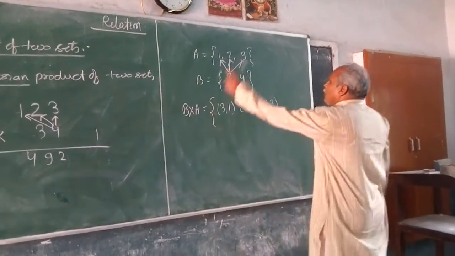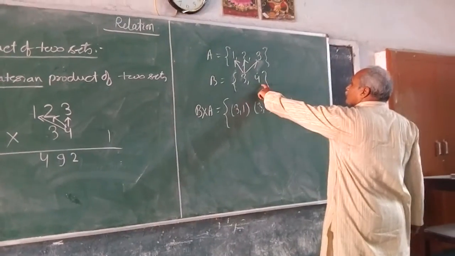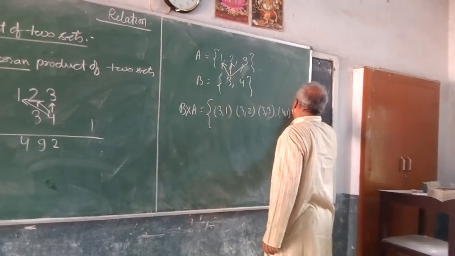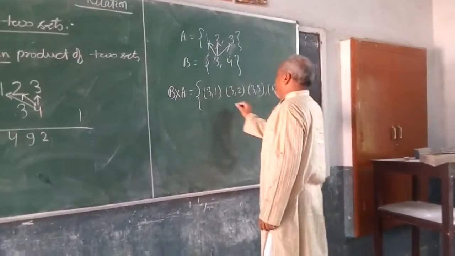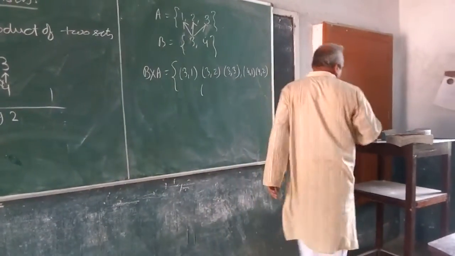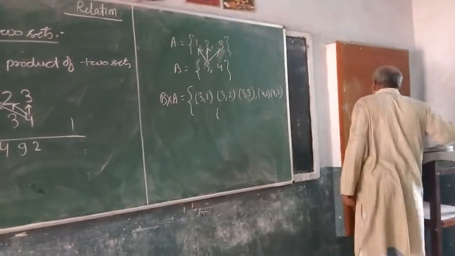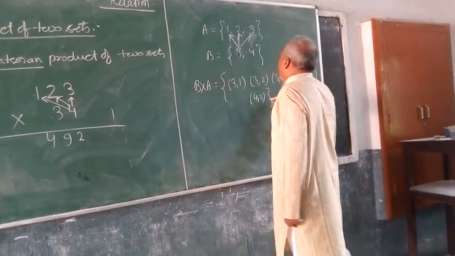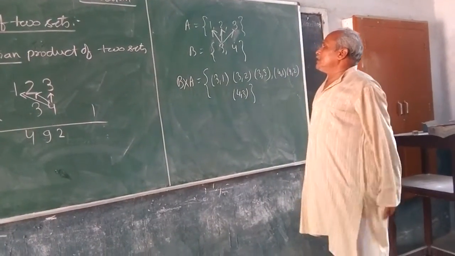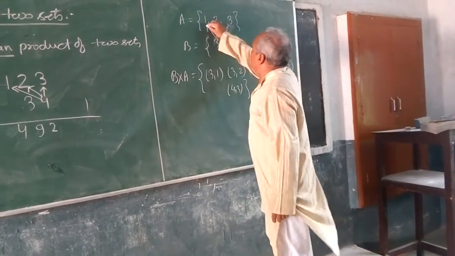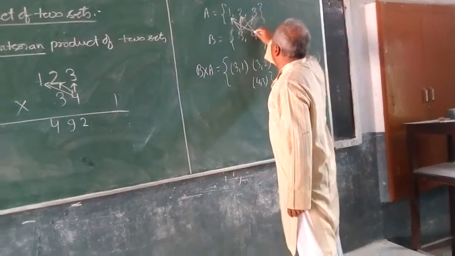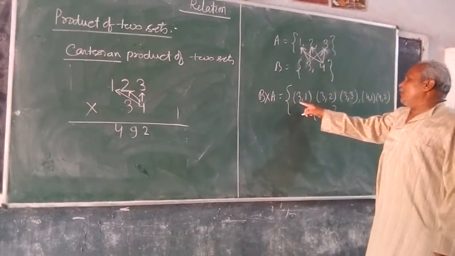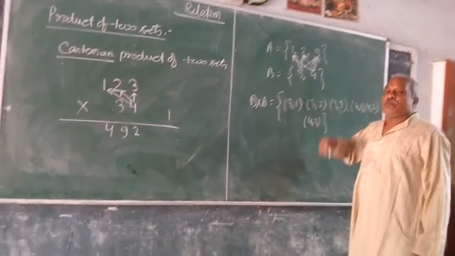Now the left element here is 4, by which we have to multiply. That means (4,1), (4,2), and (4,3). It is B cross A. In arithmetic we multiply, 4 times 1 is 4, 4 times 2 is 8, but here we will not multiply. We only write the pair.